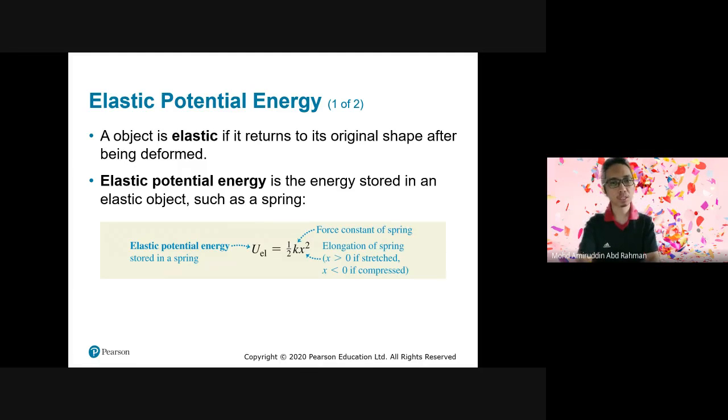So elastic potential energy is energy stored in an elastic object. So we have U_EL. Before that, we have U_grav, that's for gravitational potential energy. And now we have U_EL, the elastic potential energy, equal to half kx squared. If it is stretched, x will be more than 0. If it is compressed, then x will be less than 0.